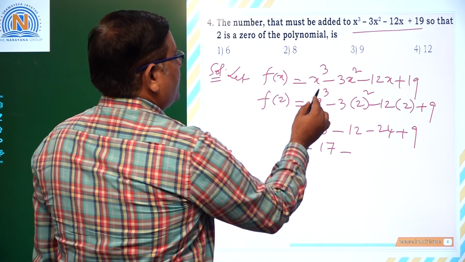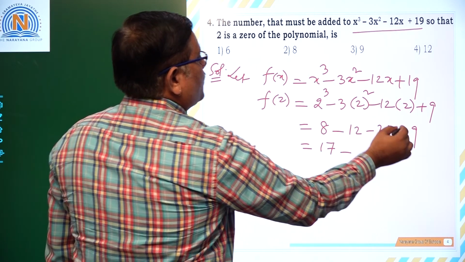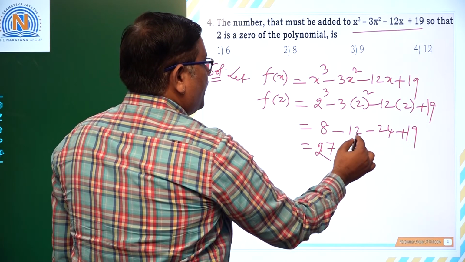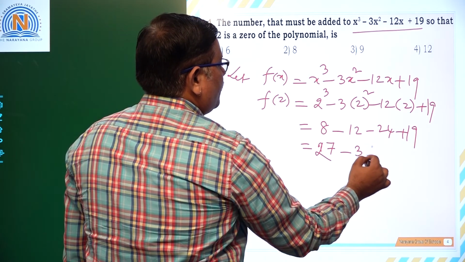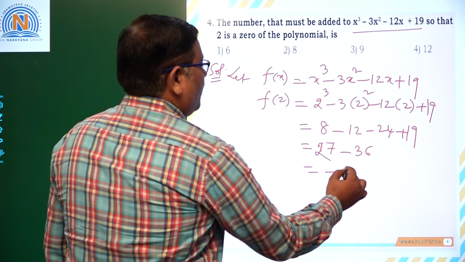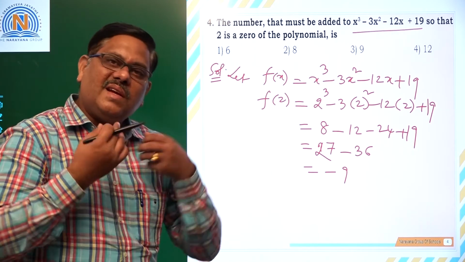One minute. This is 8, x cube, minus 3 fours are 12, minus 12 into 2, plus 19. Sorry, this is 19 for us, right? So 19 plus 8 is 27, minus 12 into 2 is 24, that is 36 in total. 27 minus 36, what is that? Nothing but minus 9. Minus 9 is the remainder we have.